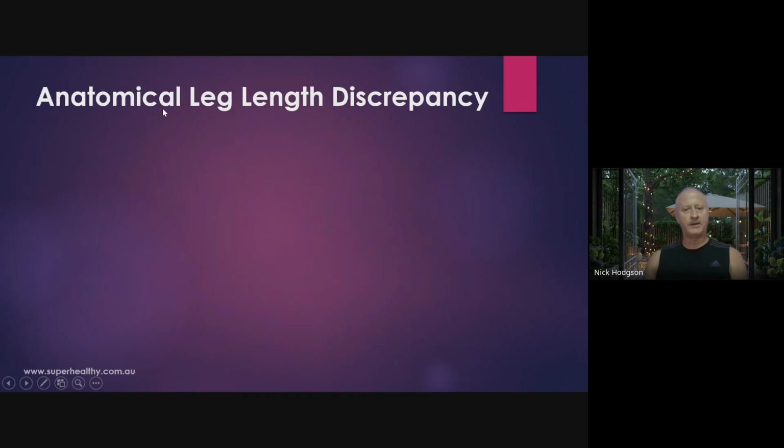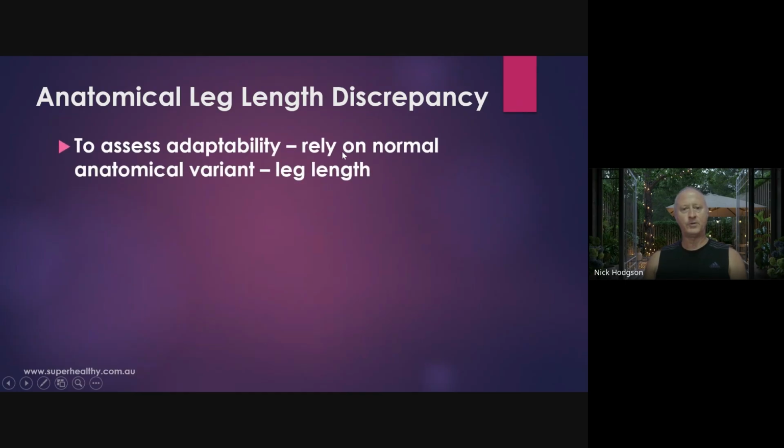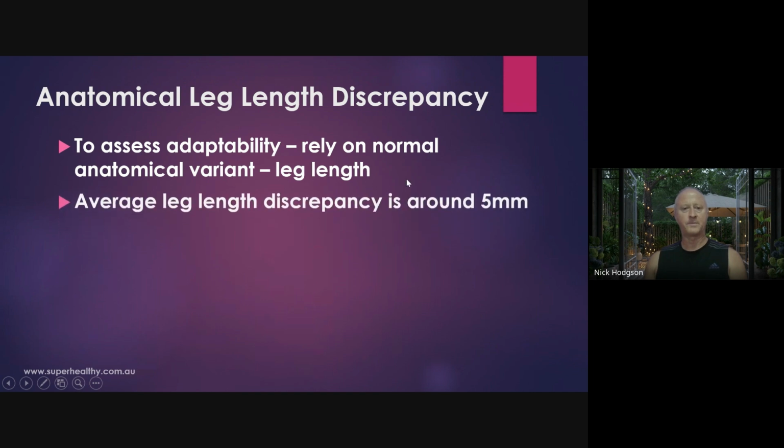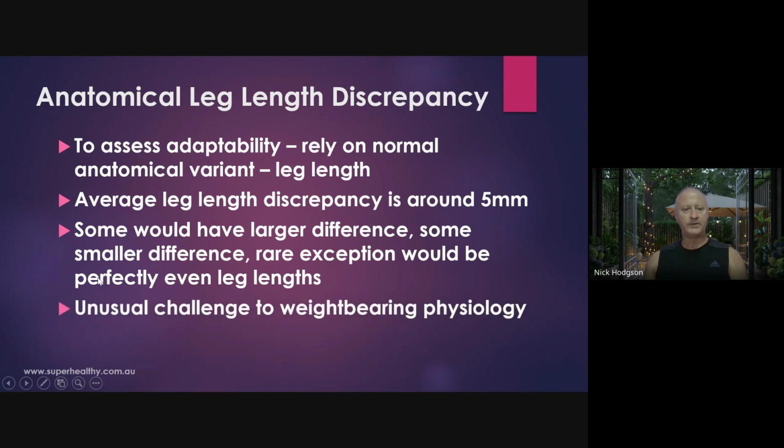So we're going to be talking about a test we're going to use to test all of these things, to test adaptability, to find the dominant neurological layer. So the anatomical leg length discrepancy is what we're going to be using. So we're relying on a basic normal anatomical variant, and that is leg length. So according to research, the average leg length discrepancy is around 5 millimeters. Now, I know that there have been estimates of more and less, but this is the one that we're using from the strongest evidence base. So obviously some people are going to have a larger difference, some people are going to have a smaller difference in this, but it's very rare to find people with perfectly even leg lengths. So this creates an unusual challenge to the weight-bearing physiology, and we'll explain this in a moment.